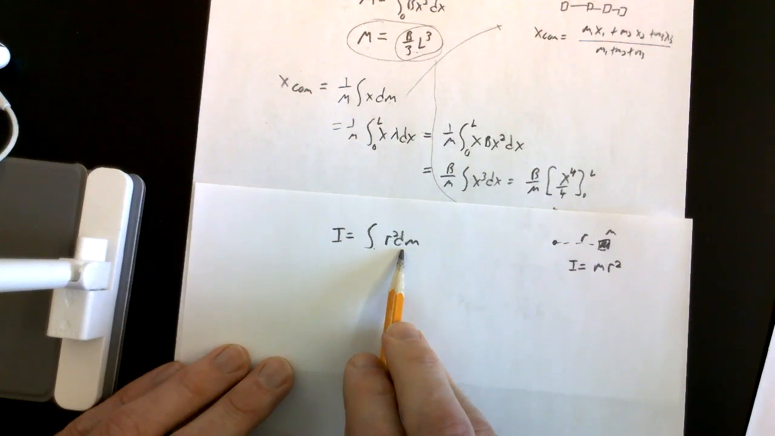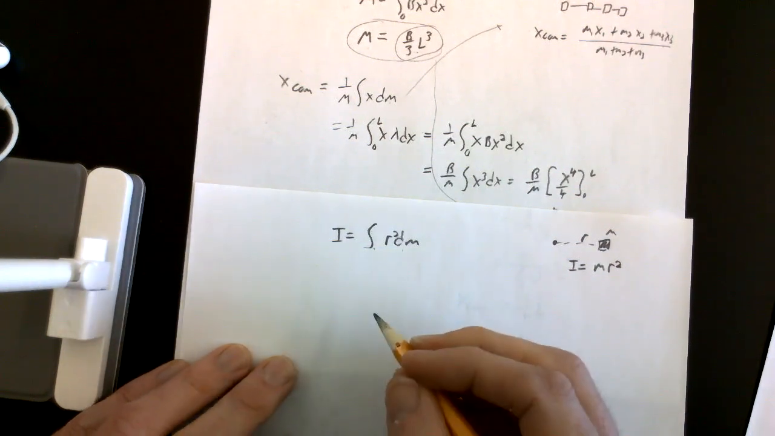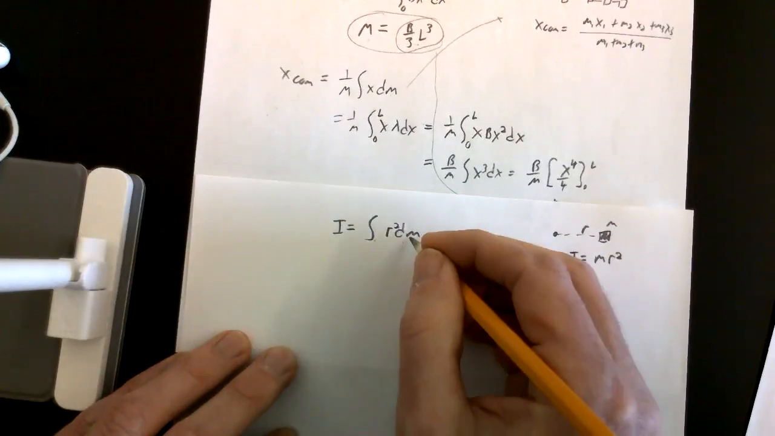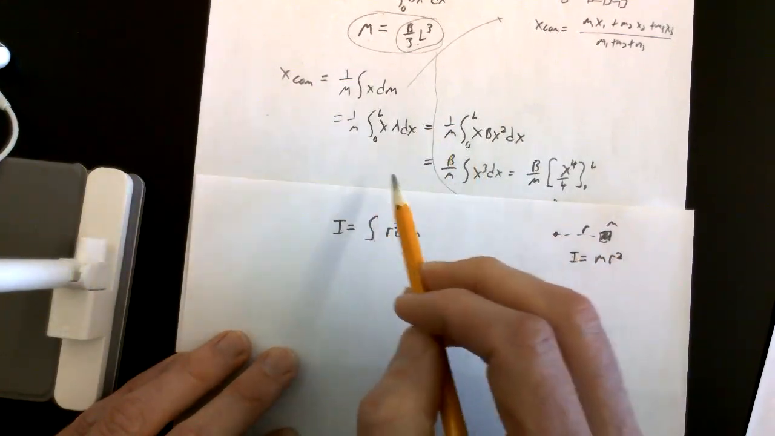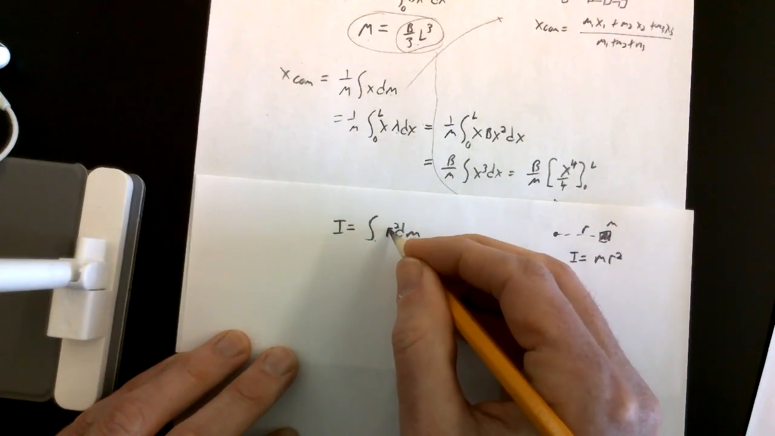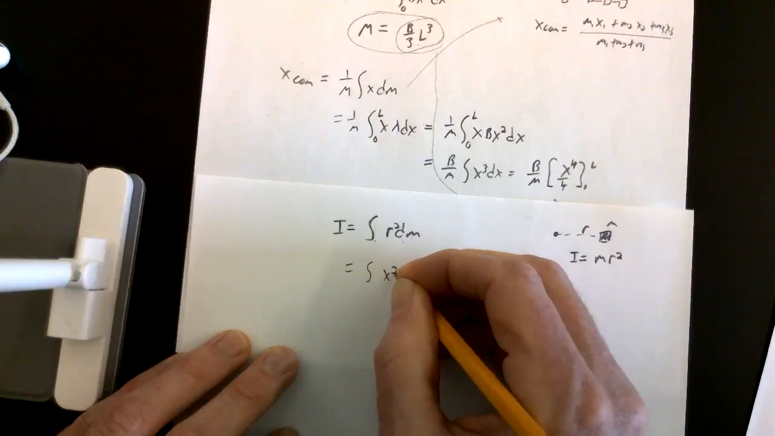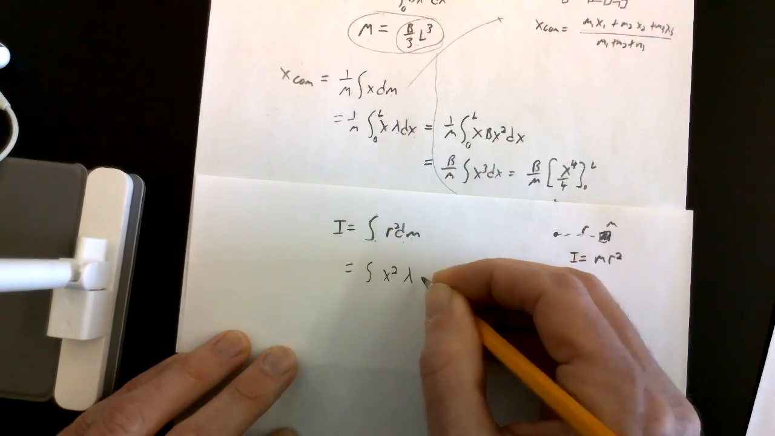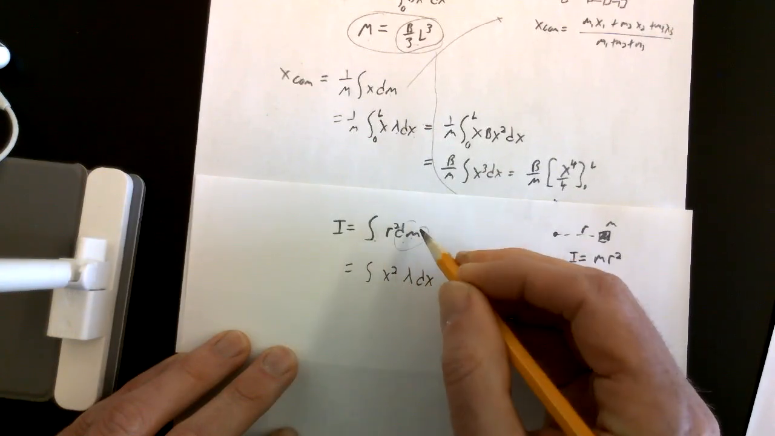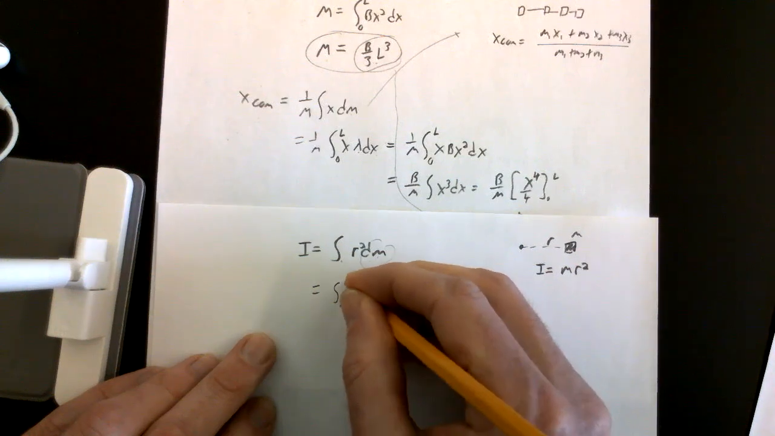So this is going to be pretty similar. We need our dm over here, which once again is lambda dx. And then I'm just going to switch variables from r to x. So this is going to be integral of x squared and then lambda dx, because that's what dm is. dm is lambda dx, if you remember from way back up here. And so now, once again, we're integrating from 0 to L.